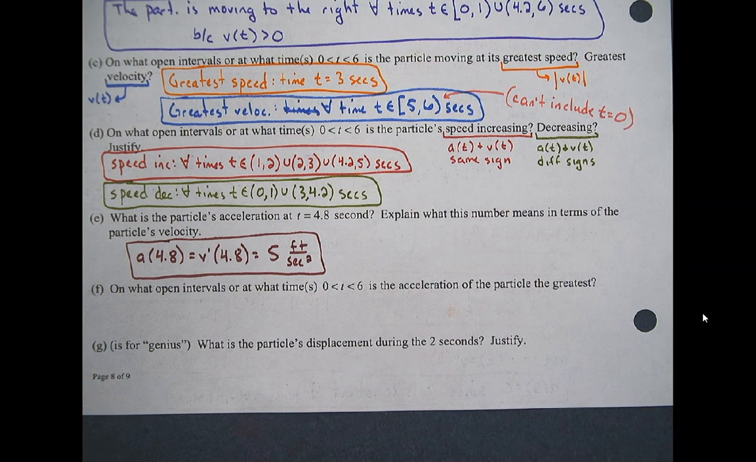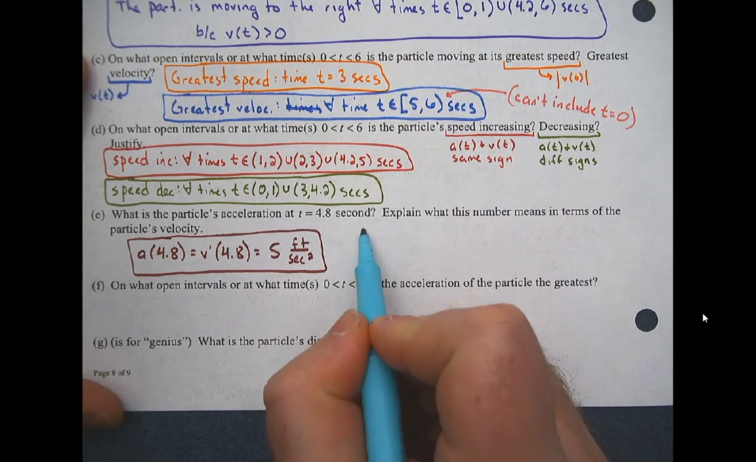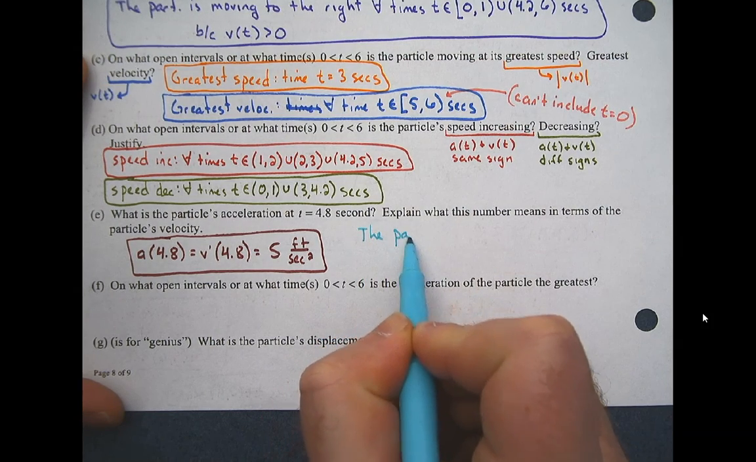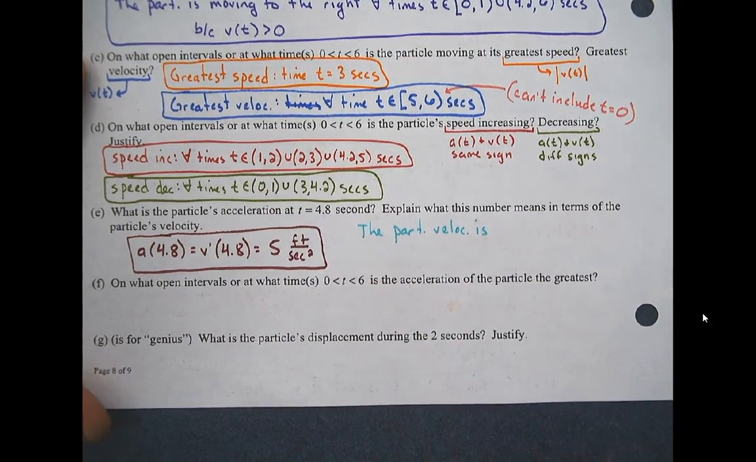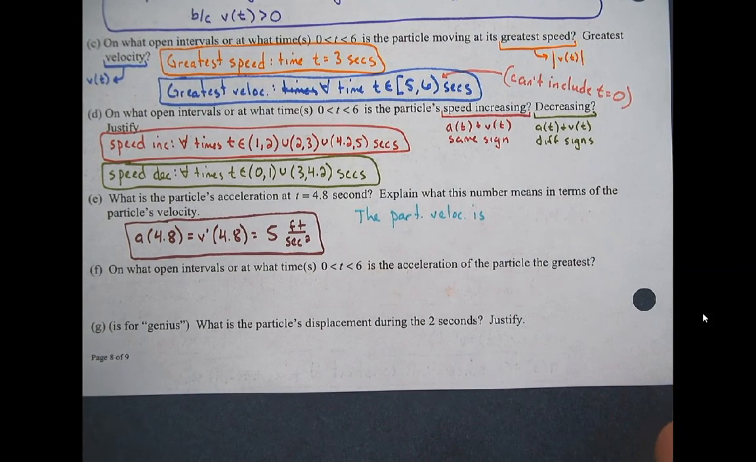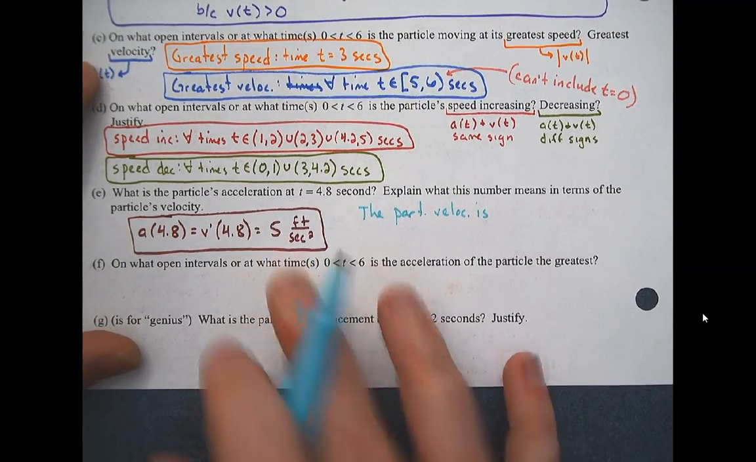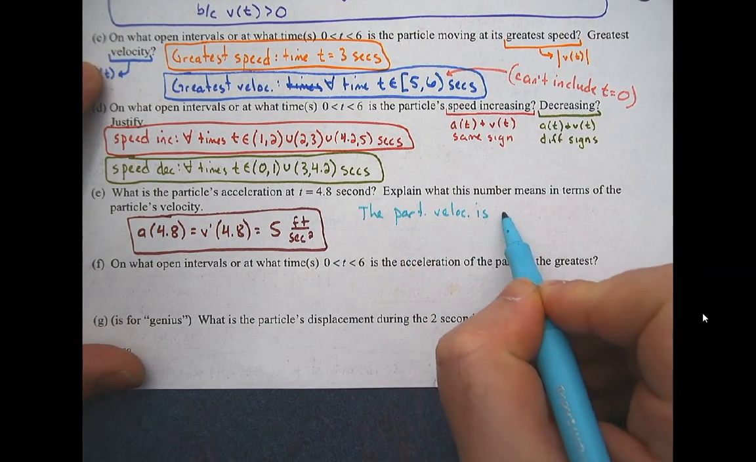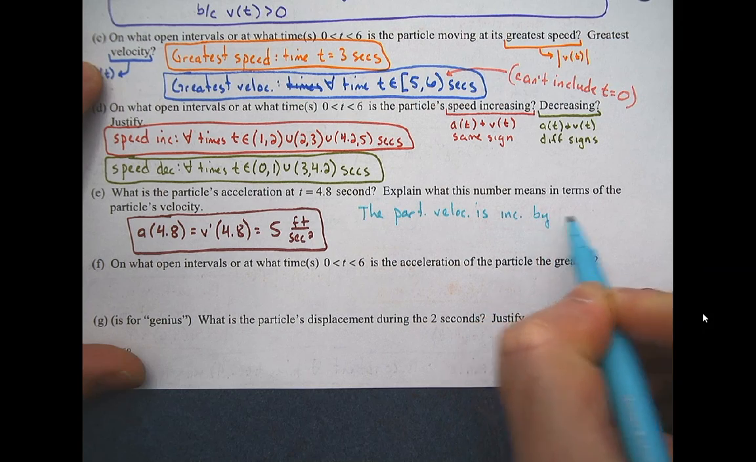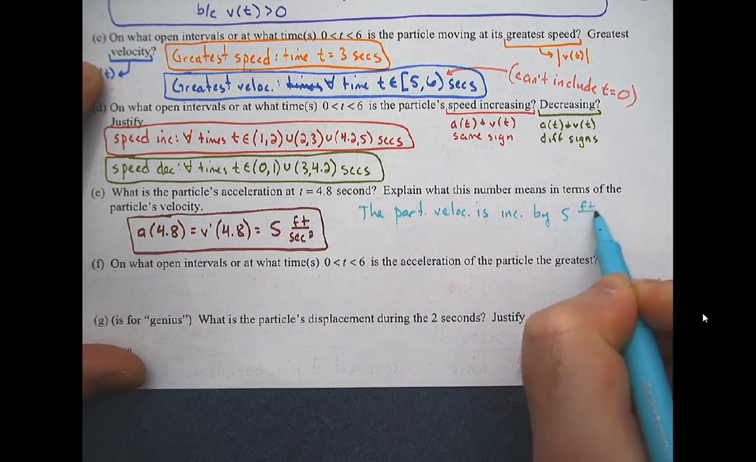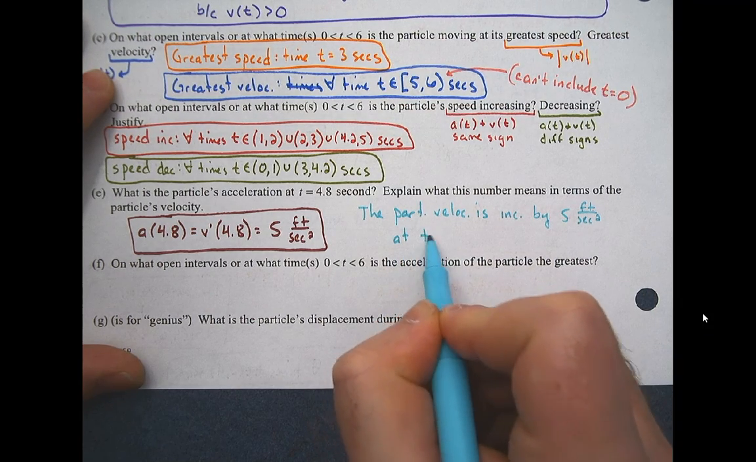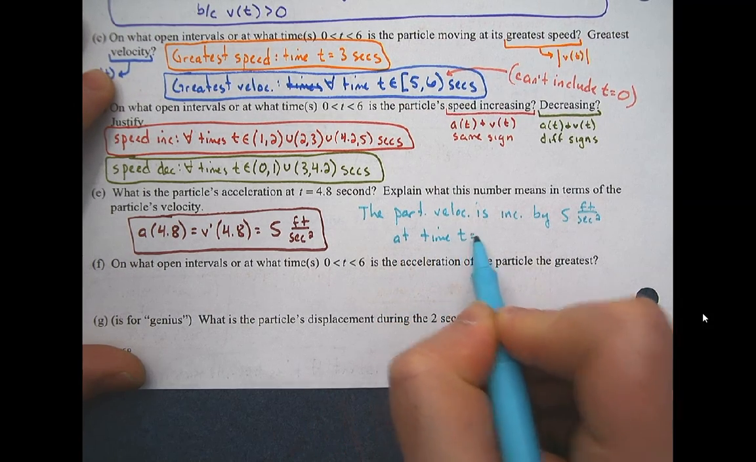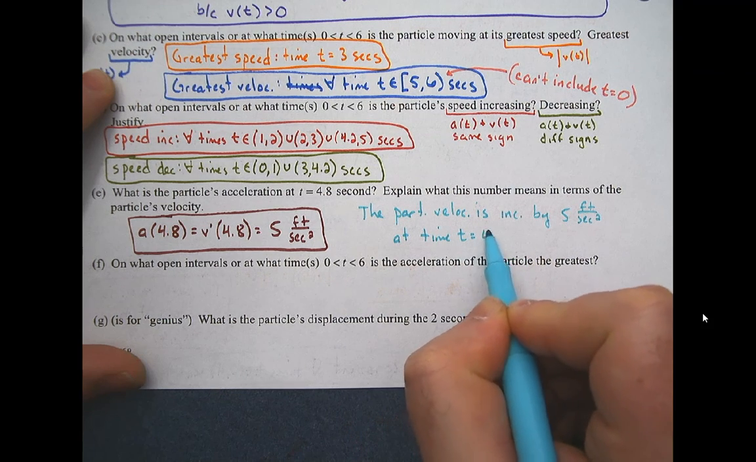So we would say something along the lines of the particle's velocity is, and I don't like to just say changing again, I like to say increasing or decreasing. Since that's a positive 5, I would say the particle's velocity is increasing by 5 feet per second squared at time t equals 4.8 seconds.